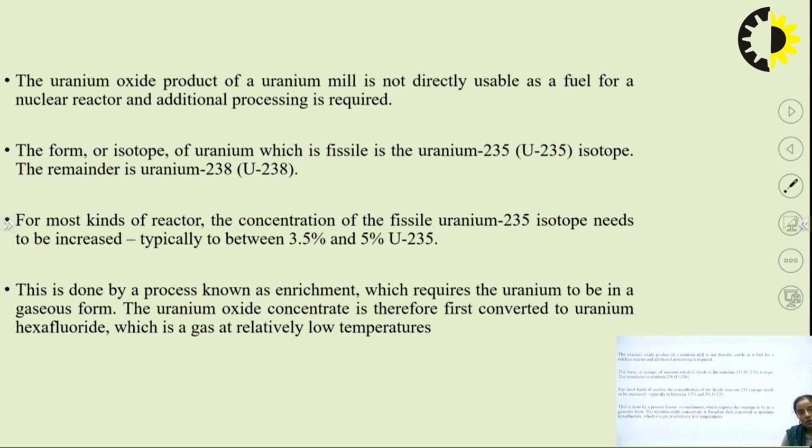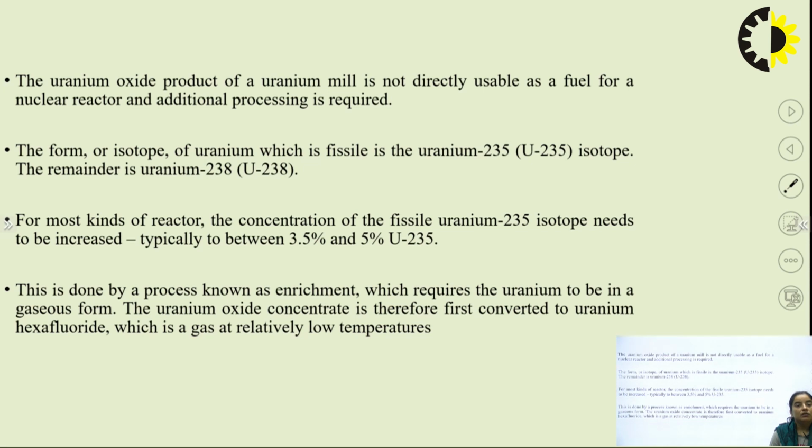Most nuclear reactors need a percentage of U235 of 3 to 5%, so we need to enrich this. This is done by the process of enrichment, which requires the uranium to be in a gaseous form.